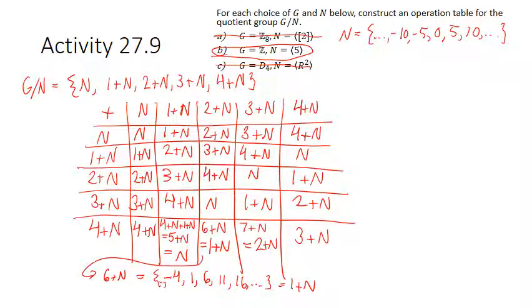So if you look at this table for long enough and you think about the things that we've just been saying, like for example that 7 plus n is the same as 2 plus n, I think it is not too hard to convince yourself that this is actually essentially the same as the following.